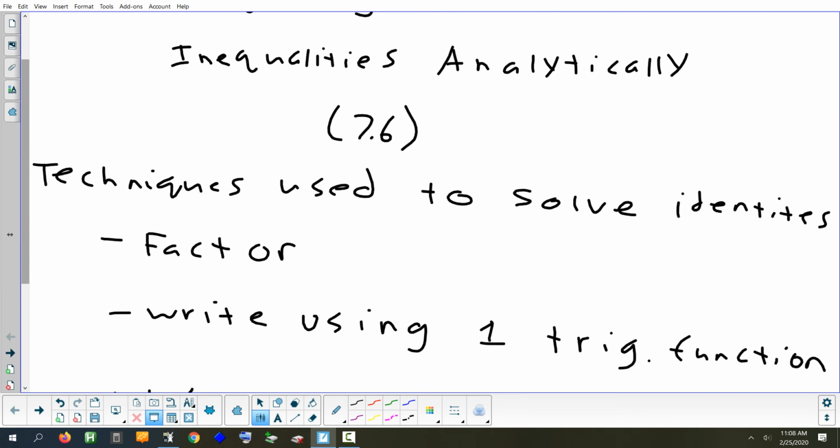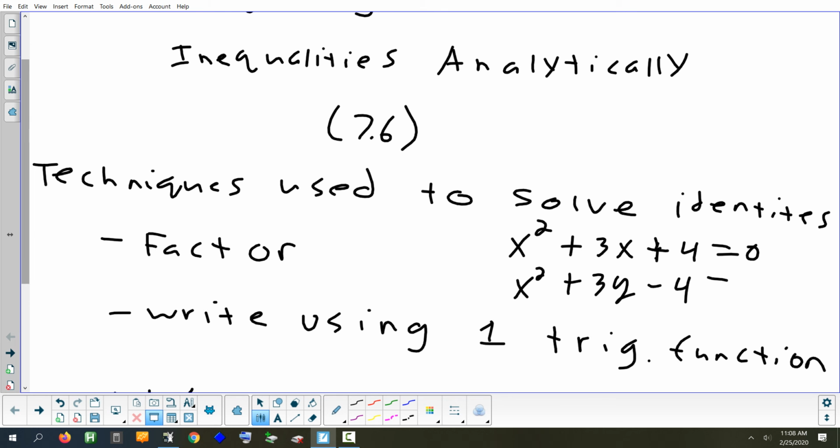But the important thing is, when you're trying to solve an identity, it's just like solving an equation. You can only have one variable in it to be able to solve it with factoring or quadratic formula. This is a quadratic equation: x squared plus 3x plus 4 equals 0. This is not a quadratic equation. The problem with that is now you have two different variables. You have an x and you have a y. Quadratic formula is not going to work on that.